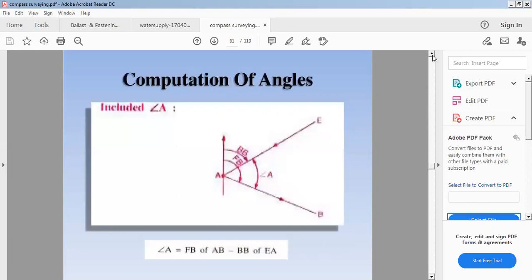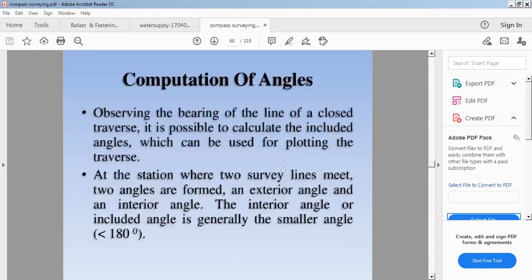So today we are going to start the computation of angles. In this case, we are going to calculate the angles. It may be an interior angle or exterior angle, included angle or excluded angle. Suppose we are going to make a plan, a topographic map of a particular area, then we will divide the whole area into closed traverses.